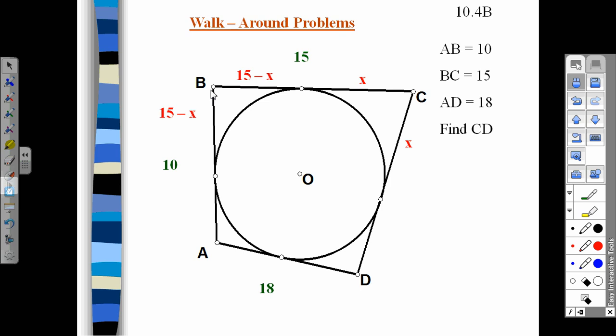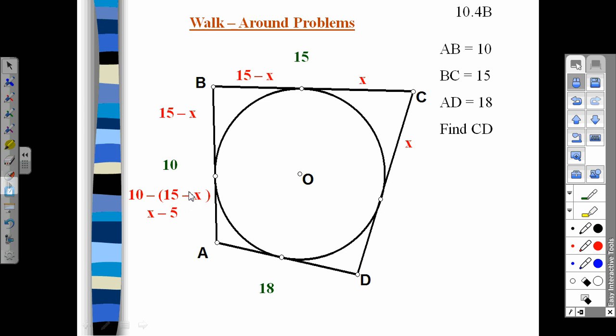Okay, so continuing on with our pattern, if the entire BA is 10 units, and I know that this part is 15 minus X, in order to figure out this part of the segment, I'm going to have to take 10 and subtract 15 minus X. And this is where people will tend to make their mistakes. Please, when you set this up, use your parentheses. I'm going to take 10 and I'm subtracting this entire expression.